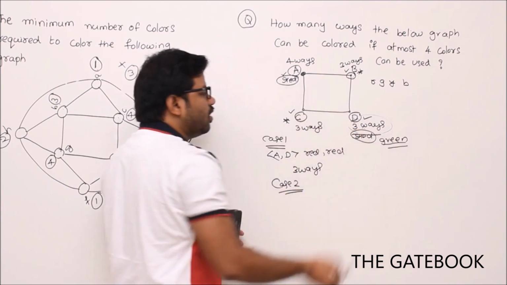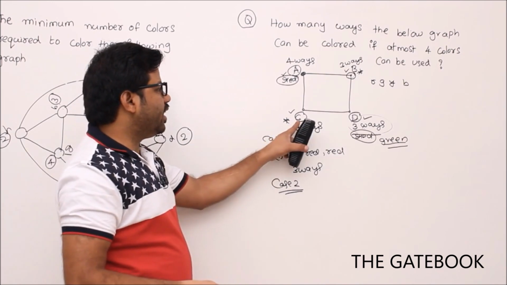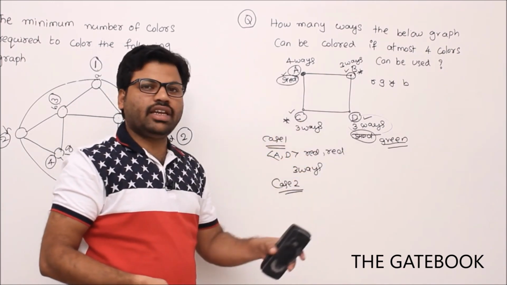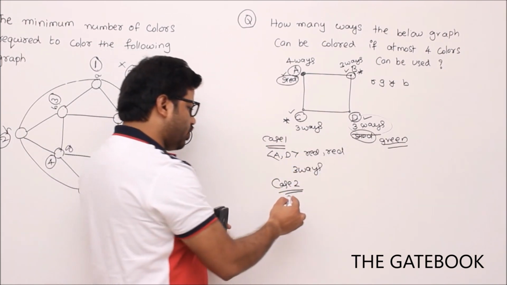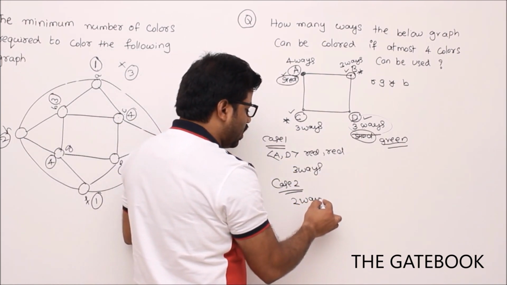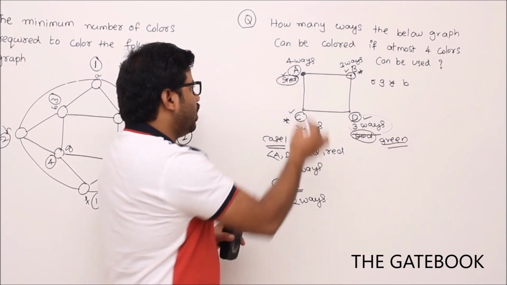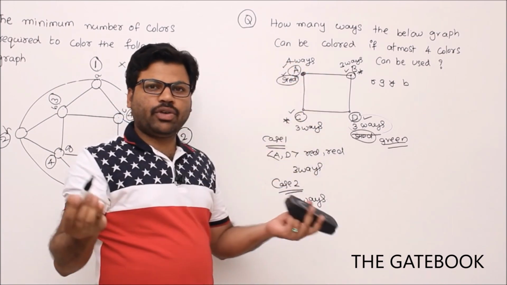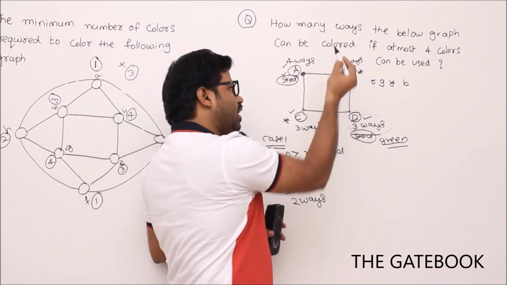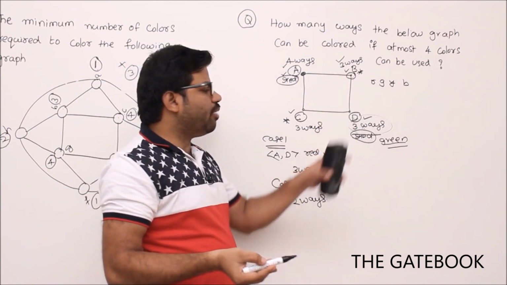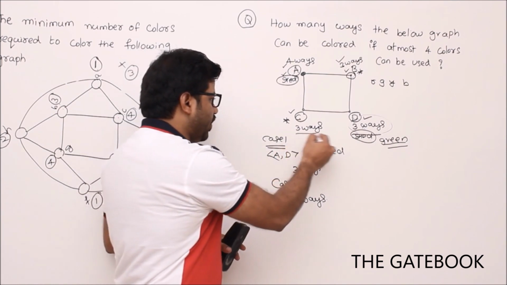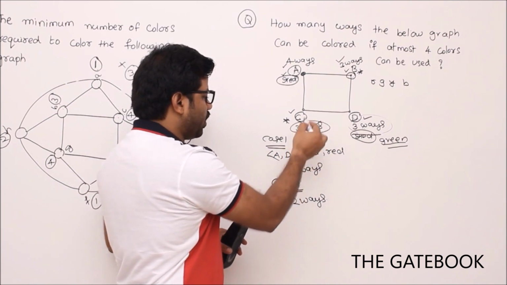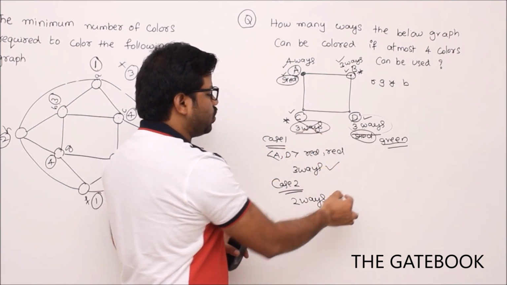maybe green. In that case, C cannot use red, C cannot use green. Overall four colors are there, two are gone. Then only two ways we can color that one. Now A can be colored in four ways unambiguously, B can be colored in three ways unambiguously, D can be colored in three ways unambiguously, but C cannot be colored in three ways. Correct? It's absolutely wrong, because it's sometimes three ways, sometimes two ways.